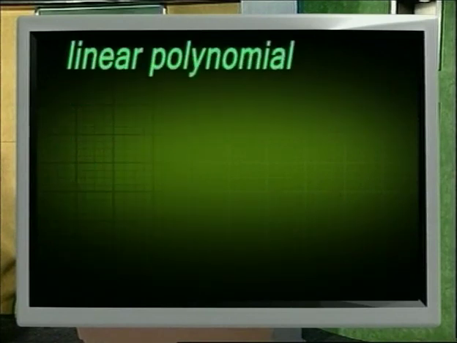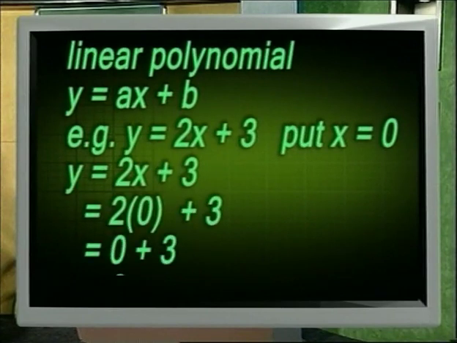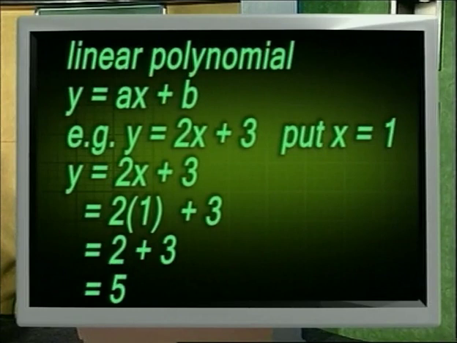First of all, we put x as 0. So y is equal to 2x plus 3 becomes 2 multiplied by 0 plus 3. We get the value of y as 3. Now we take x as 1. So y equals 2 multiplied by 1 plus 3, which gives you 2 plus 3 equals 5. That is, for the value of x as 1, we get the value of y as 5.